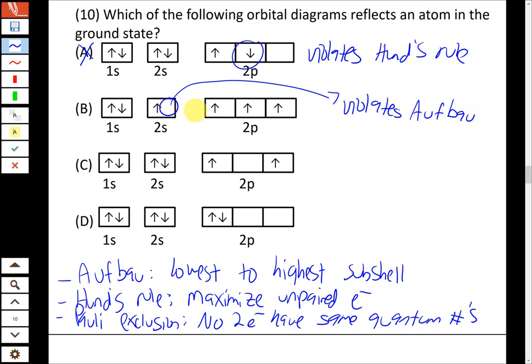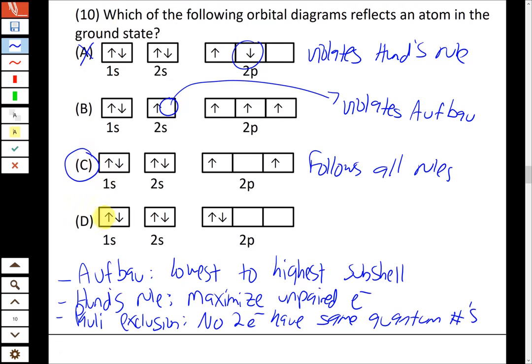If we look at choice C here, this one looks good to me because we follow the Aufbau principle. We fill the 1s, we fill the 2s, and then our last 2 electrons go in 2p. In the degenerate 2p subshell, both electrons are in different orbitals, and both electrons have the same spin. It doesn't matter which 2 orbitals they're in, they just have to be in 2 different orbitals, and they both have to be spin up or both have to be spin down. So this one follows all of the rules, and this would be the correct answer choice.